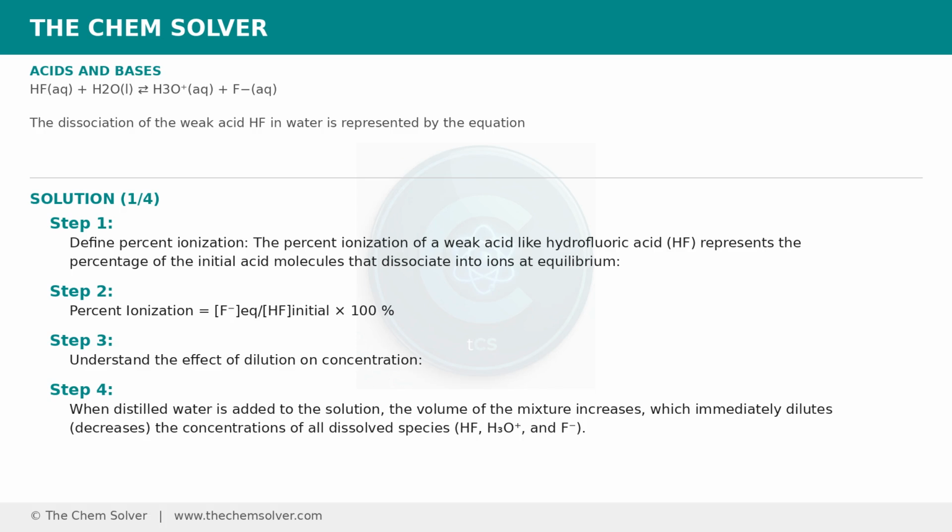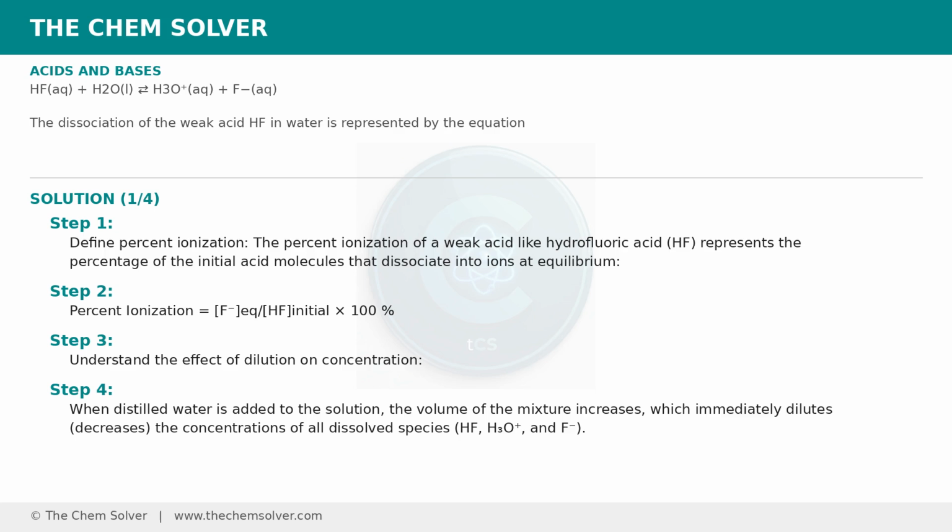Define percent ionization. The percent ionization of a weak acid like hydrofluoric acid, HF, represents the percentage of the initial acid molecules that dissociate into ions at equilibrium. Percent ionization equals [F⁻]eq over [HF]initial times 100%.